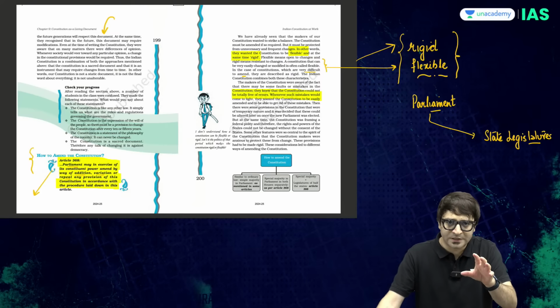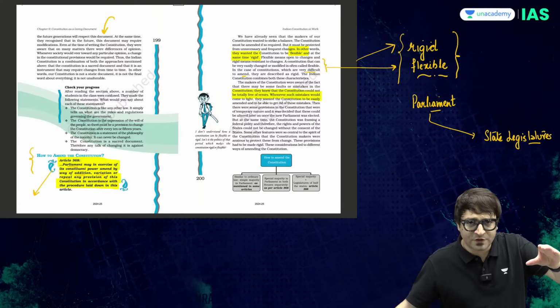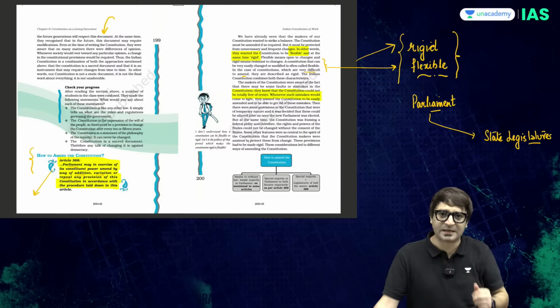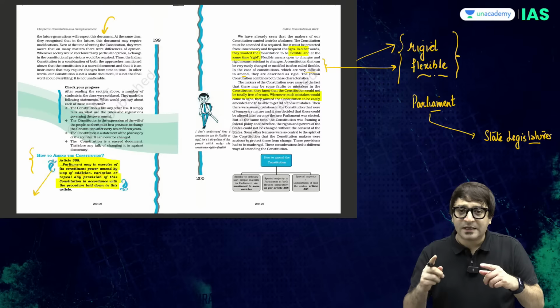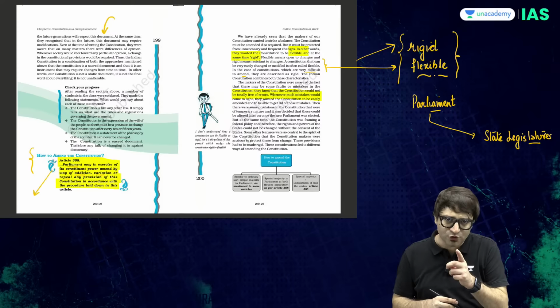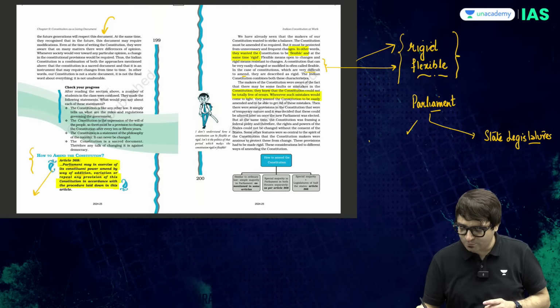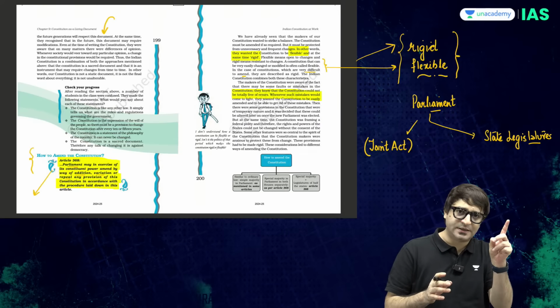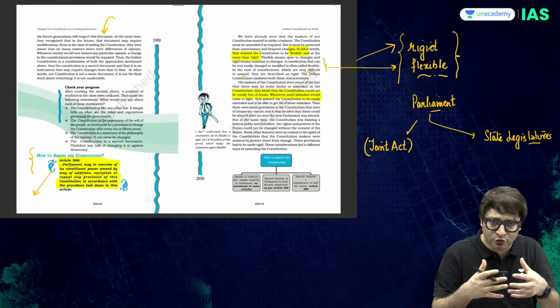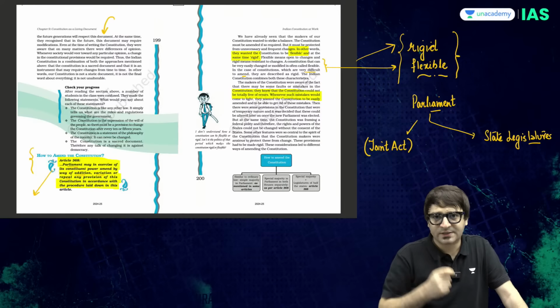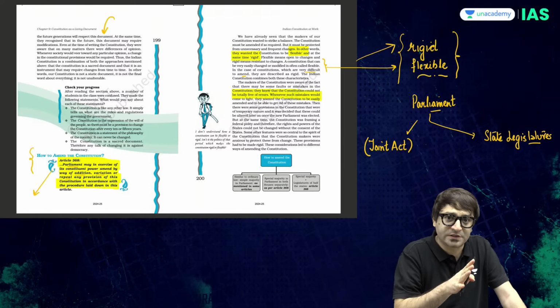And in a federal polity, there is a role for the central legislature, parliament. There is a role for all the state legislatures as well at the state level. Rigidity in a federal polity, in federal constitutions, means that if you need to amend the constitution, it has to be a joint act. Both parliament, the central legislature, and the state legislatures should come together to amend the constitution. If that is the case, then the constitution is rigid. If that is not the case, then the constitution is flexible.